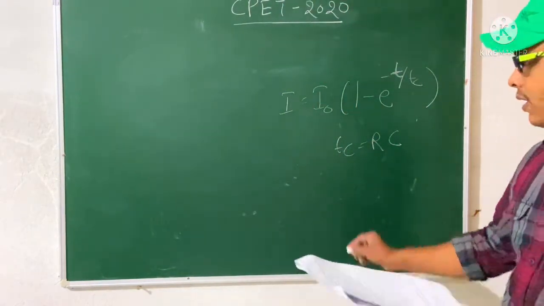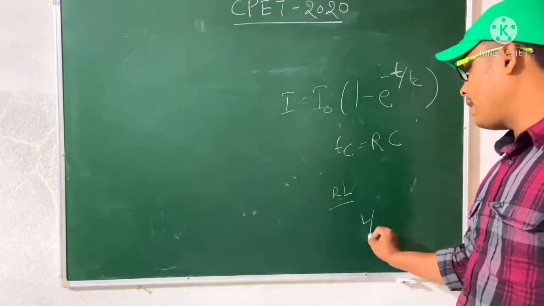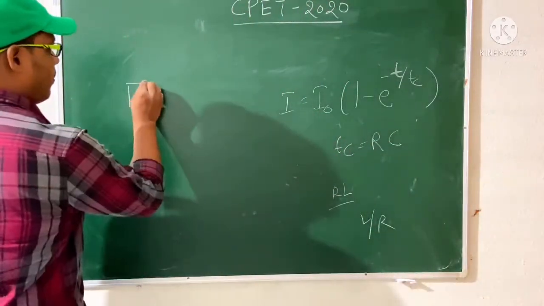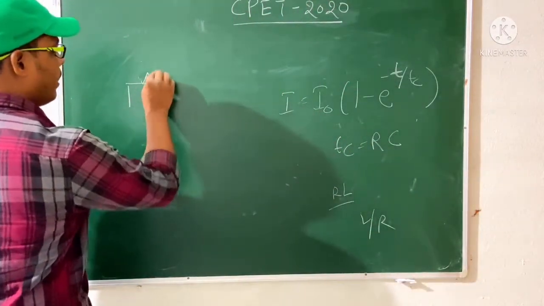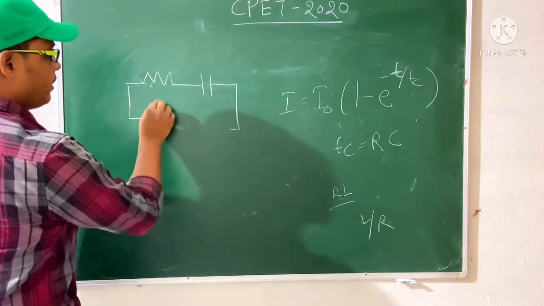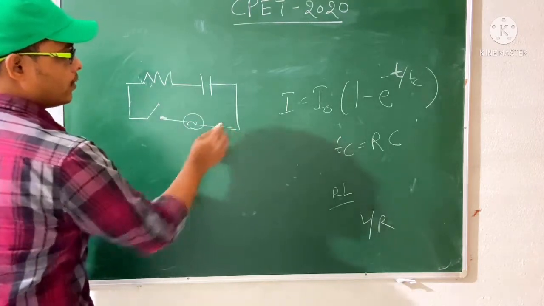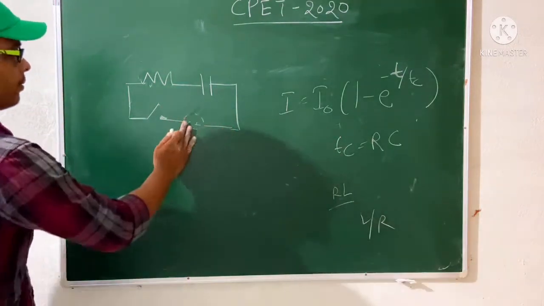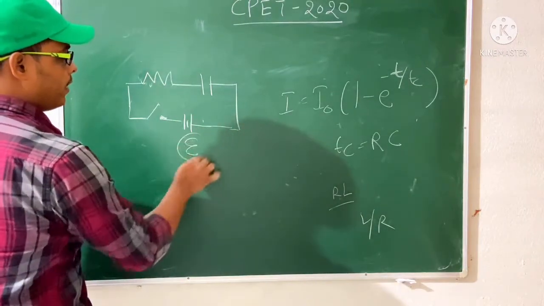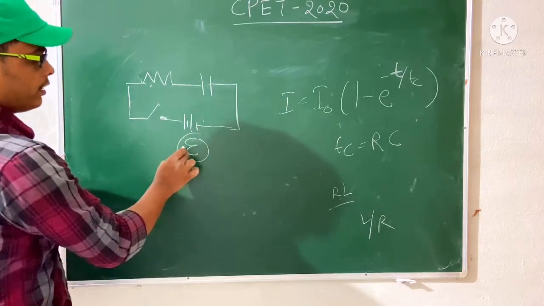Similarly, in your question 46, there is an RL circuit. What is the time constant? That is equal to L by R. Now this is the RC circuit. Actually, you have R, and then you have some capacitor C. Then you are giving a current through a switch. We are giving some DC current, which has EMF E. So this is the DC source, and its EMF is E.